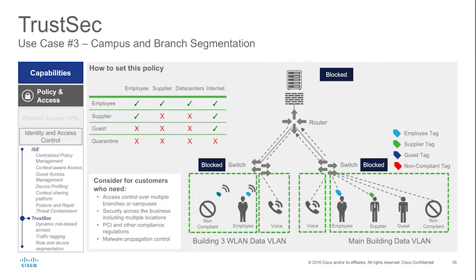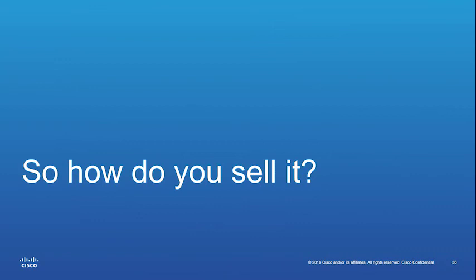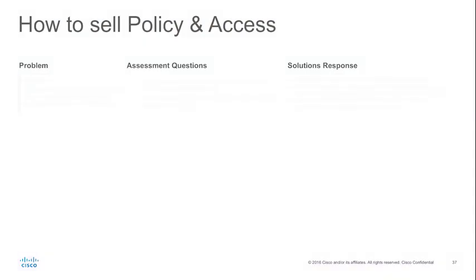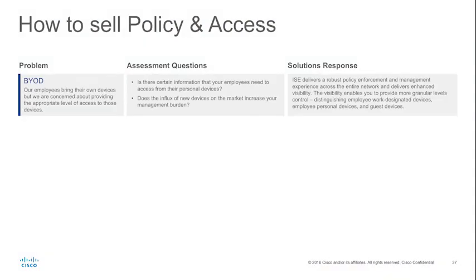But how do you sell these solutions? How to sell policy and access solutions? As we've looked at before, here are some examples of the business needs that Cisco's Secure Access solution addresses. If a customer mentions BYOD issues, you might ask, is there certain information that your employees need to access from their personal devices? Does the influx of new devices on the market increase your management burden?